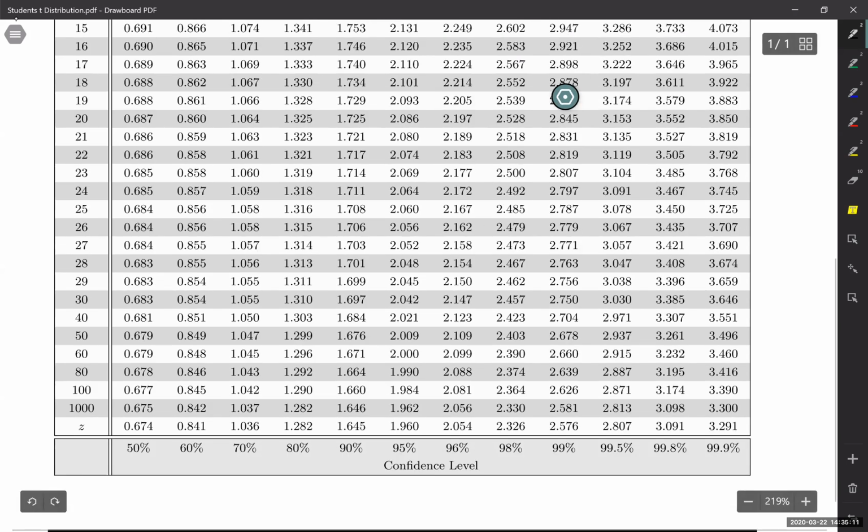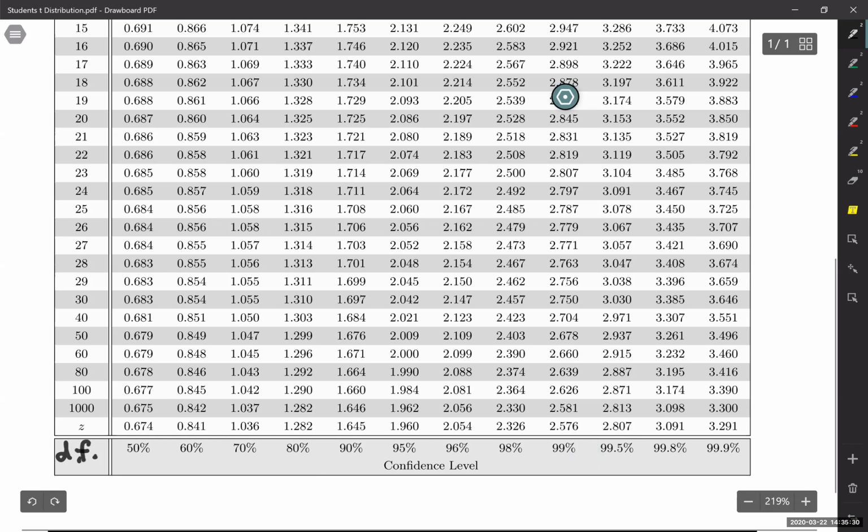And then the other thing besides the degrees of freedom, so this column was the degrees of freedom, is we have the confidence level on the bottom. And most of the time we're going to be between like 90 and 99% for our confidence level, but that will be given to us in the problem.